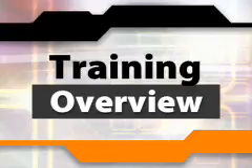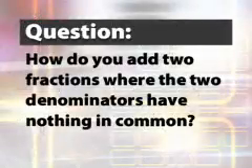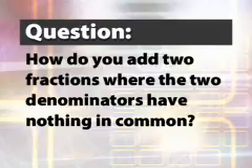If you have finished the prerequisites, then you are ready for this video. The workbook will help you a lot after you watch this video. So let's begin. This video will only cover the addition and subtraction of two fractions where the two denominators have nothing in common, like 1/7 minus 3/5. So, what do you do when you have two fractions where the two denominators have nothing in common? How do you add or subtract them?